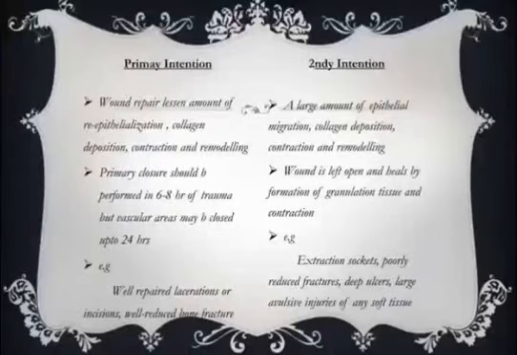Well repaired lacerations or incisions are well reduced in both structures. Second intention: a large amount of epithelial migration, collagen deposition, construction and remodeling. The wound is left open and heals by the formation of granulation tissue and construction. Examples include extraction sockets, poorly reduced fractures, deep ulcers, large avulsive injuries of any soft tissue.